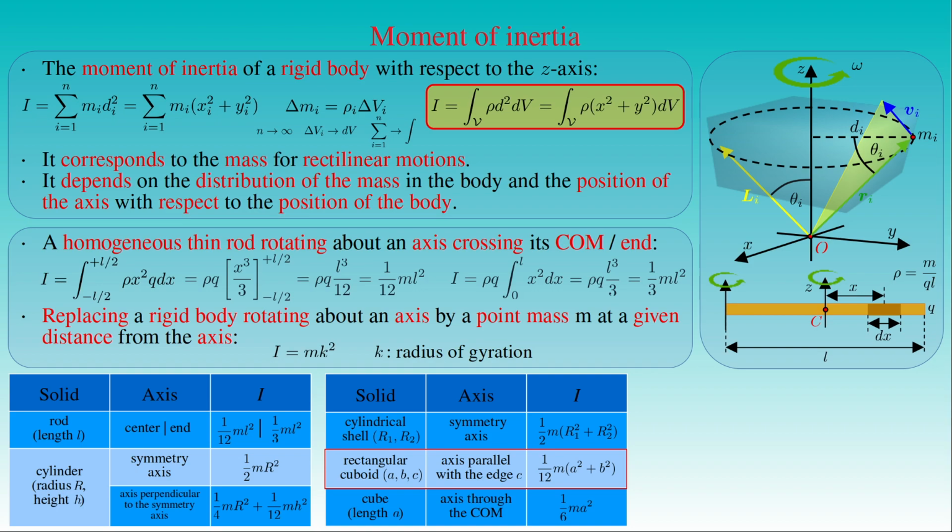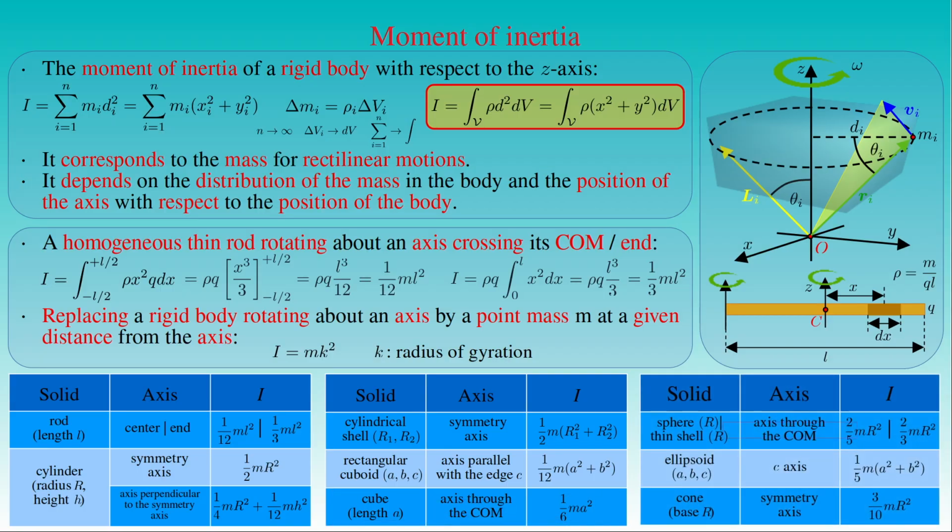In the third line we can see the moment of inertia of a cube of side a with respect to any of its central axes parallel with its edges, which is given by 1/6 times the mass m of the cube times a squared. The first line in the last table shows the moments of inertia I of a sphere of radius r and a thin spherical shell of the same radius with respect to any of their central axes. The moment of inertia for the sphere is given by 2/5 times the mass m of the sphere times r squared, whereas I is equal to 2/3 times the mass m of the shell times r squared for the thin spherical shell.